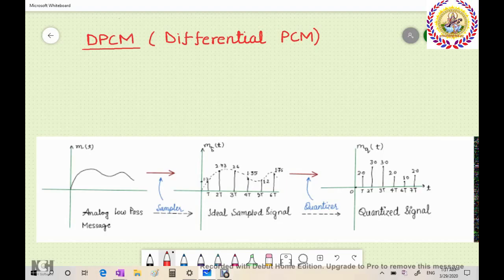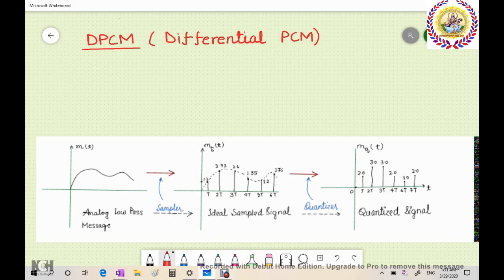Dear students, today we will discuss differential pulse code modulation. To begin, we first discuss a few concepts of PCM, which is very important to understand the concept of differential PCM, because differential PCM is an extension of PCM.